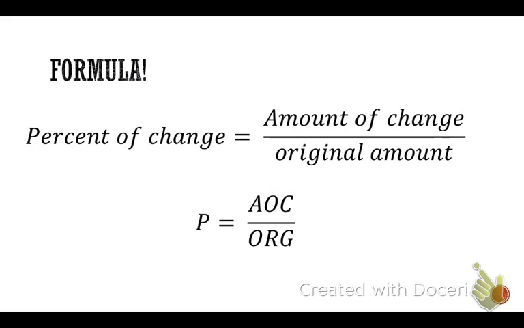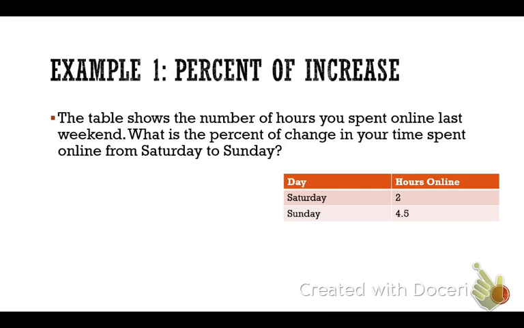The way I abbreviate it, don't you love abbreviations when it kind of shortens it up? You don't have to write all the words out. P stands for percent of change. AOC, amount of change. ORG, original, okay? So I'm dividing the amount of change by the original amount.